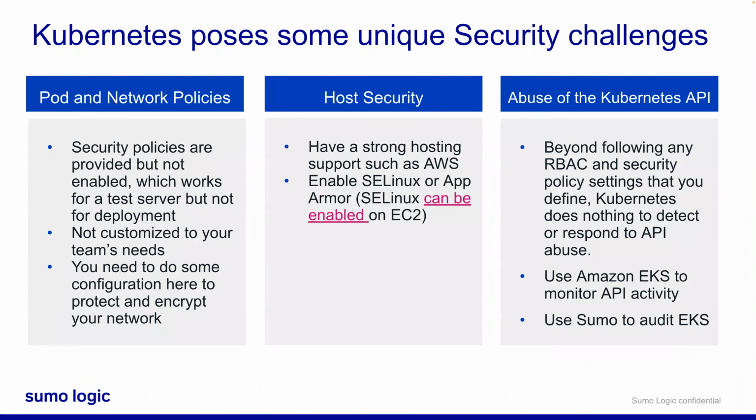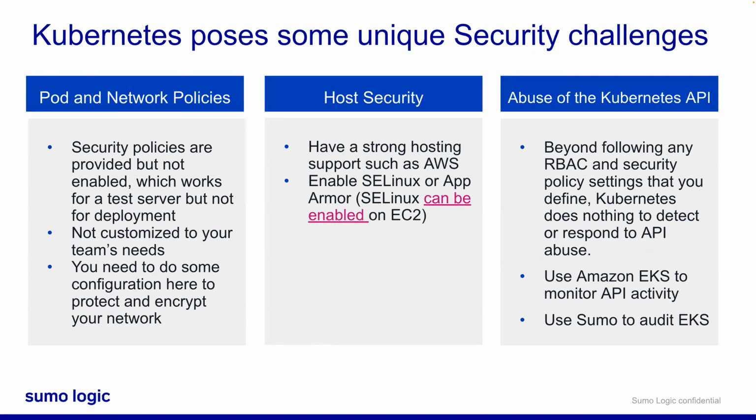As alluded to, Kubernetes poses some unique security challenges. So I grouped the challenges into three buckets, or three pods, if you will, but three groupings. The first one on the far left is pod and network policies. Not to read you the slide, but security policies are provided, but they're not enabled. They may not be customized to your team's needs, and so you may need to do some configuration to protect and encrypt your network.